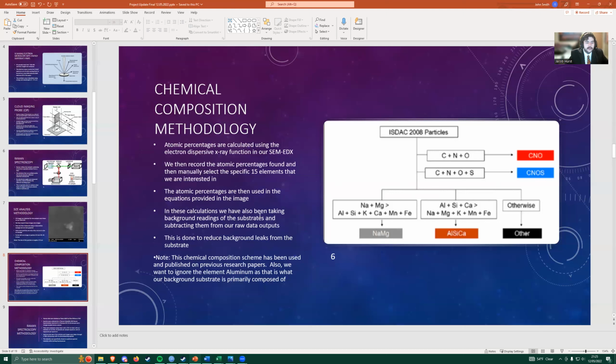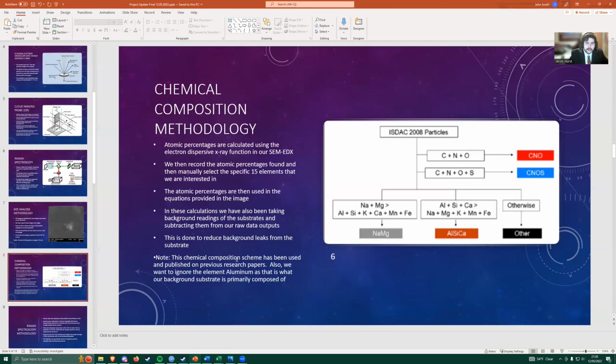These calculations have also taken the background readings of substrates into account. We'll shoot the background 4 times in all 4 different quadrants. If it's a rectangle or a square, we shoot once in each quadrant where there are no particles, and then we'll use that as a background reading. Then I'm subtracting that background reading from the data we're getting. So I'll get the raw data output from a particle, and then I'll subtract that background, because we're a little bit worried about background leaks from that aluminum substrate.